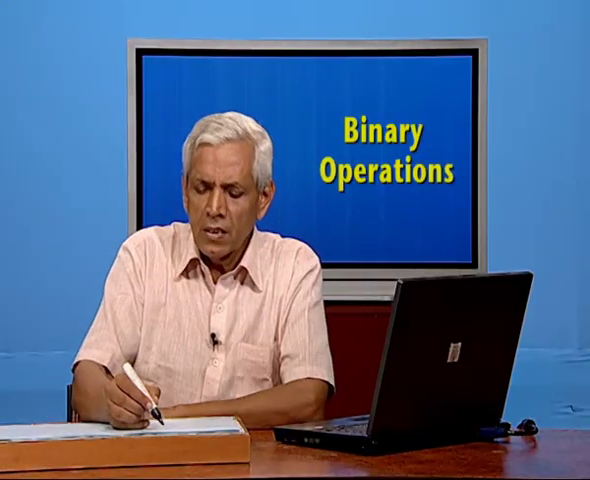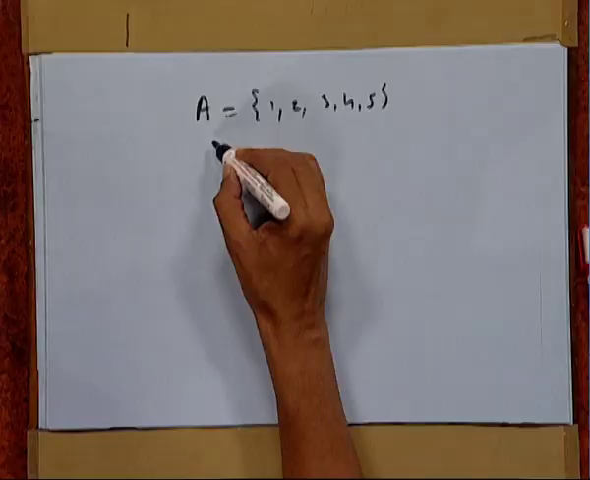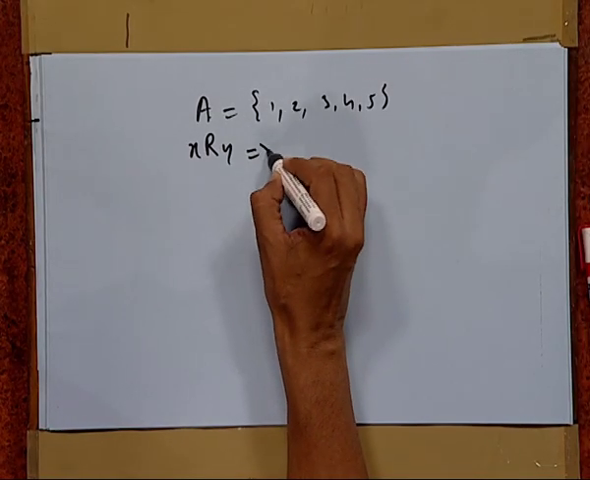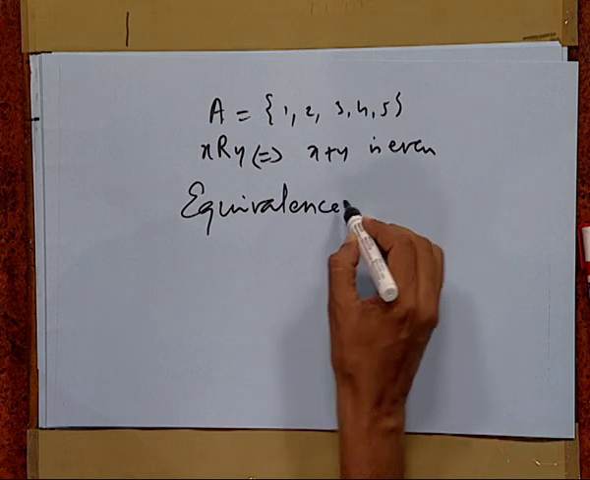Let us take one example. Let A be {1, 2, 3, 4, 5}. We define R by x plus y is even. We can easily verify that the given relation is reflexive, symmetric and transitive. In fact, any relation which is reflexive, symmetric and transitive is called an equivalence relation. Thus, an equivalence relation is one which is reflexive, symmetric and transitive.